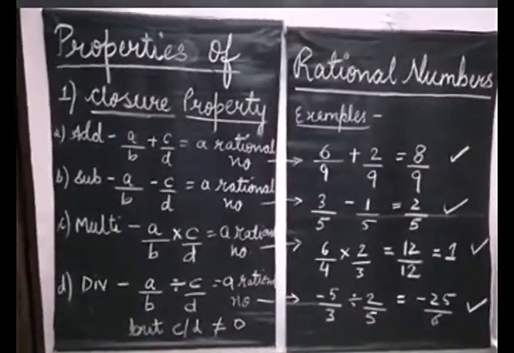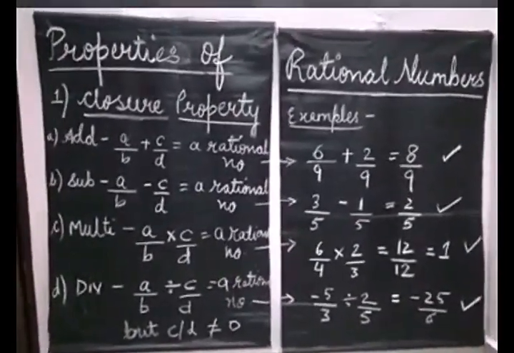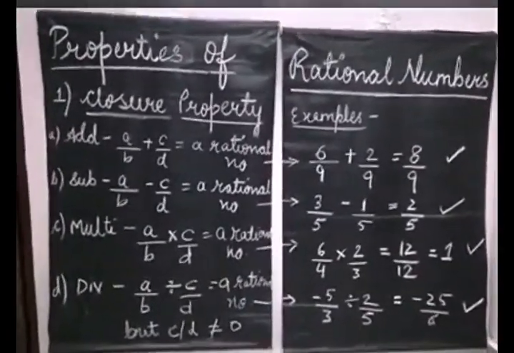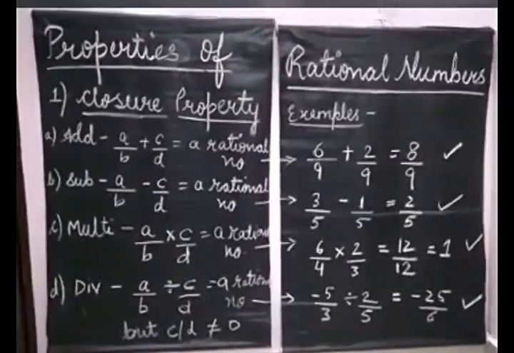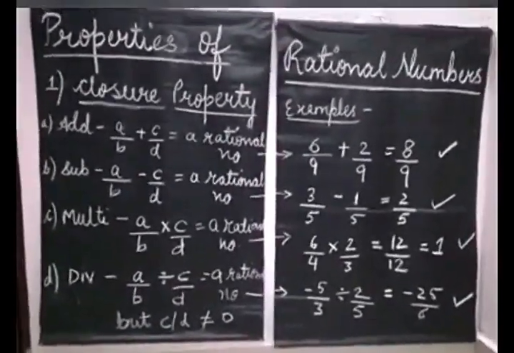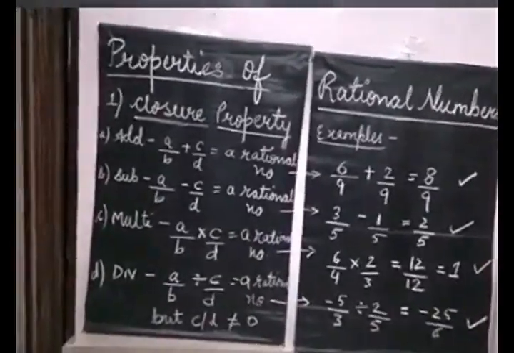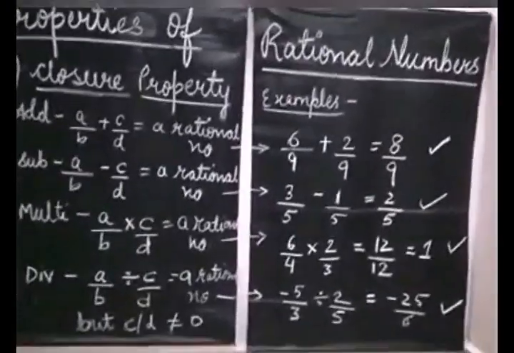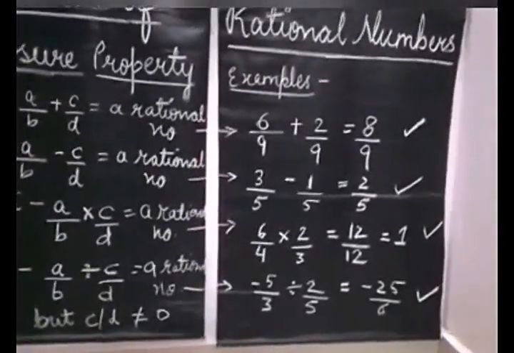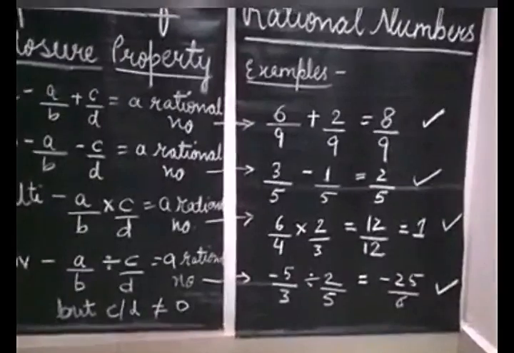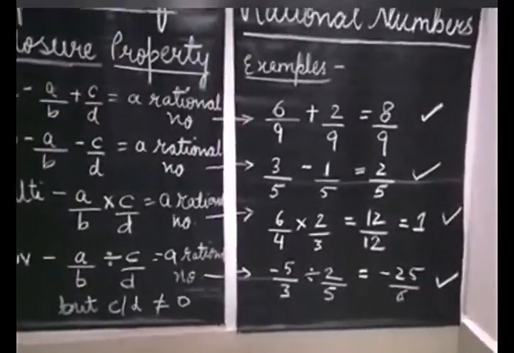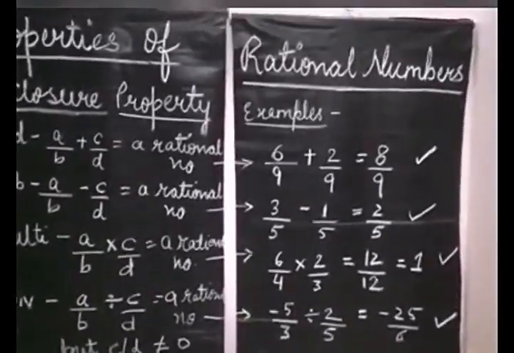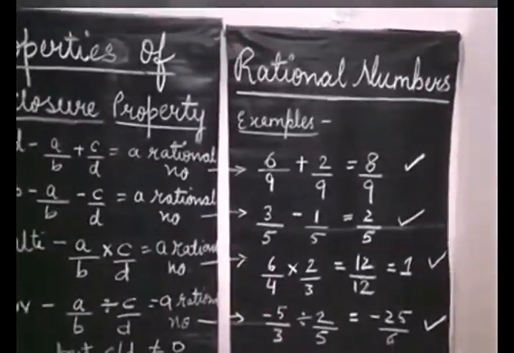As you can see here, in addition, the condition is that if a upon b plus c upon d is a rational number, then the answer must be a rational number. Let us see one example. 6 upon 9 is a rational number, plus 2 upon 9, it is also a rational number. As the denominators are the same, we can add the numerators. 6 plus 2 gives 8 and the answer is 8 upon 9.